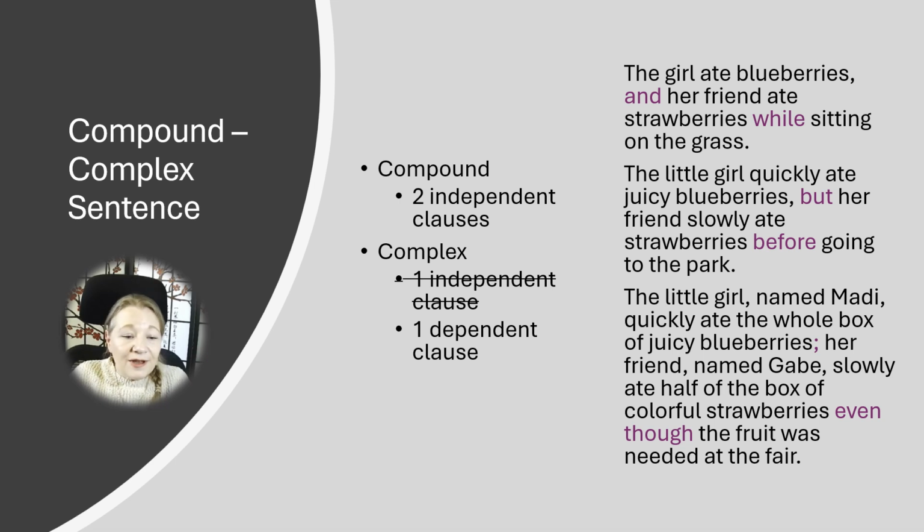Last example. The little girl, named Maddie, quickly ate the whole box of juicy blueberries. Her friend, named Gabe, slowly ate half the box of colorful strawberries, even though the fruit was needed at the fair. So this sentence, again, is compound complex. We have two independent clauses put together, this time with a semicolon, and then our dependent clause at the end of the sentence, even though is the subordinating conjunction to commence it. So compound complex is our fourth sentence type.